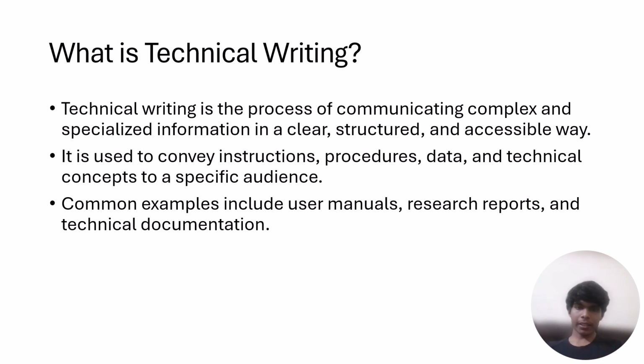First of all, what is technical writing? Technical writing is a process of communicating complex and specialized information in a clear, structured, and accessible way. It is used to convey instructions, procedures, data, and technical concepts to a specific audience. Common examples include user manuals, research reports, and technical documentation. These are called technical writing.